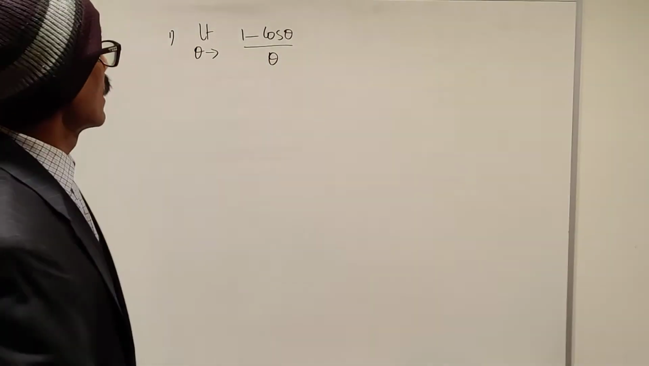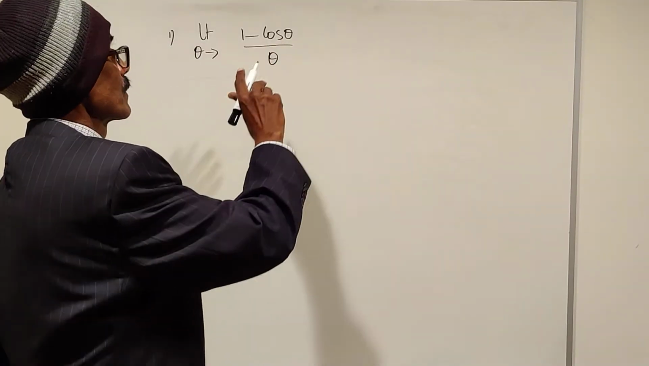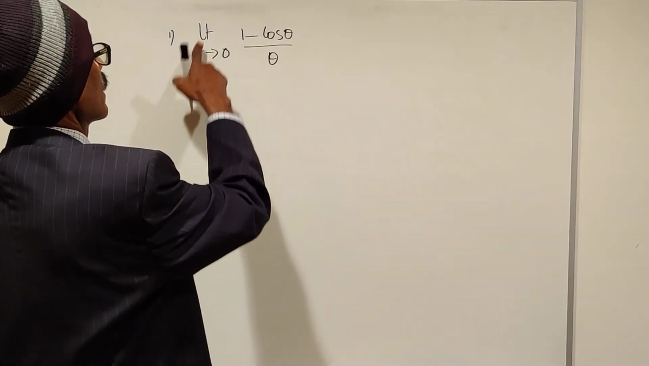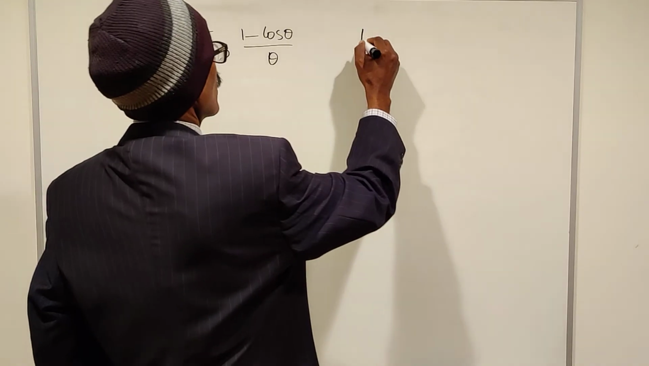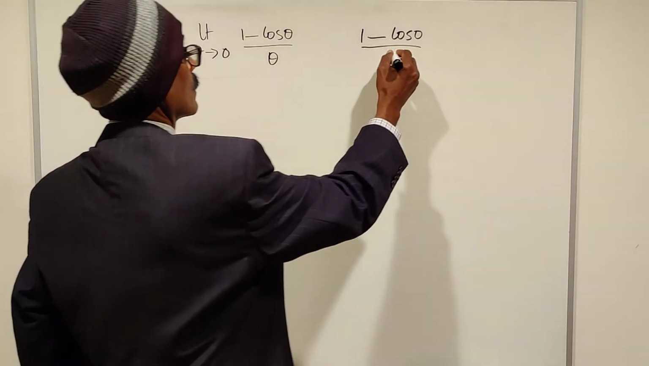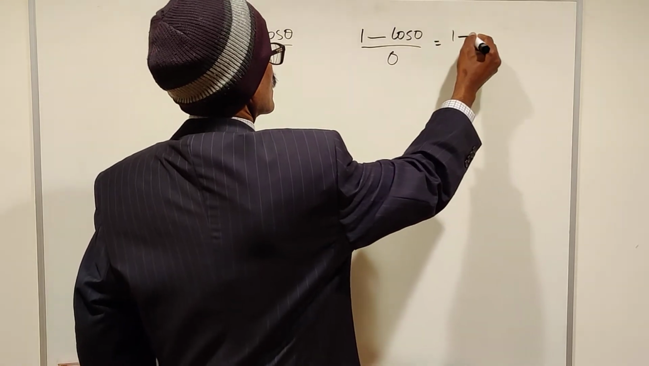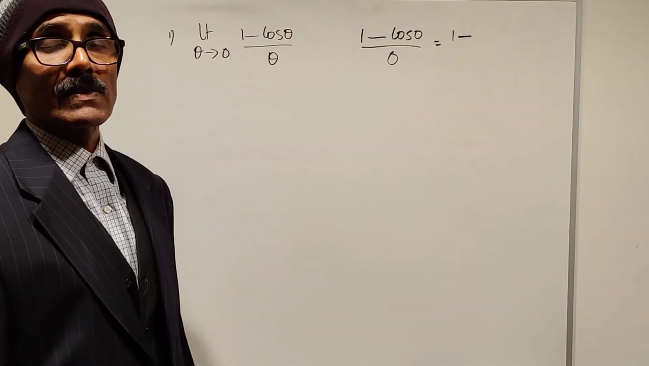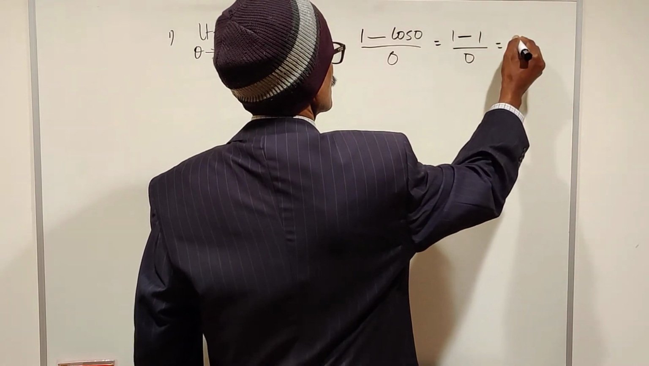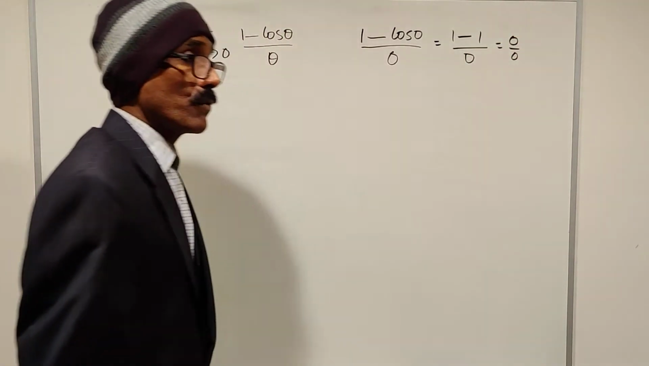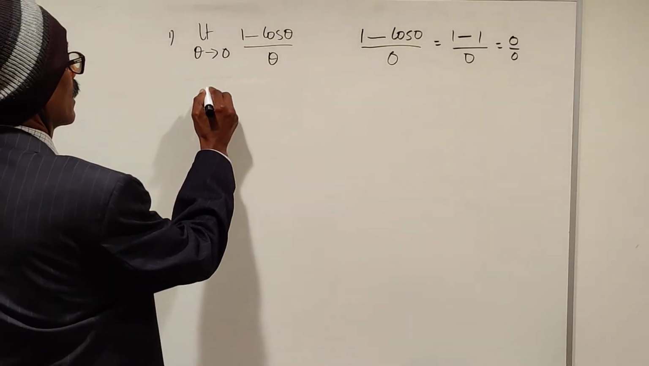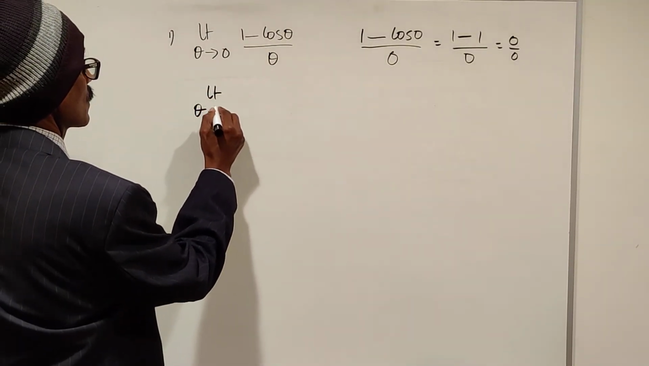First substitute the values here. That is the first step. Theta is 0. Limit theta tends to 0, 1 minus cos 0 divided by 0. Cos 0 is 1, so 1 minus 1 divided by 0 is 0 by 0 form. So there is a limit value. Okay, we need to find out the limit as theta tends to 0.